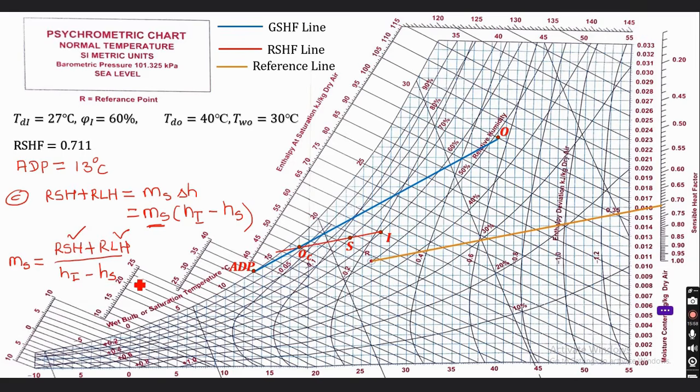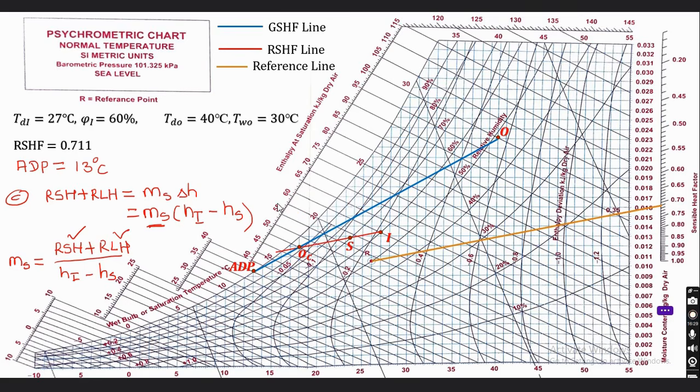Corresponding to the I point we have the enthalpy, which is written on the enthalpy scale. It is near about the value of 61. If you go close to this line, this is of enthalpy 61. So Hi is 61, right? And Hs, corresponding to the S point, if you note down the value, it is near about 56. Okay, it is near about 56.